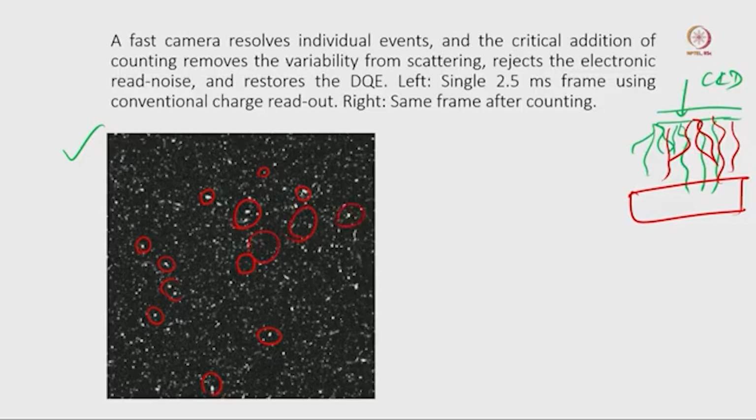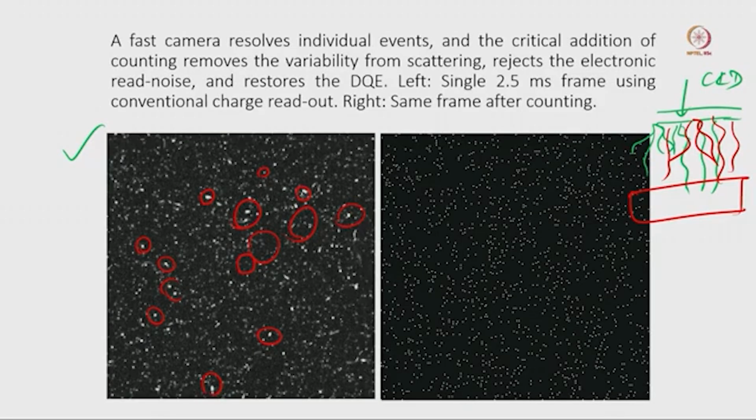But when you have a direct electron detector, you can see that there is a bright spot here, but most of the bright spots are very uniformly distributed, because there is a sensor and immediately there is the readout.